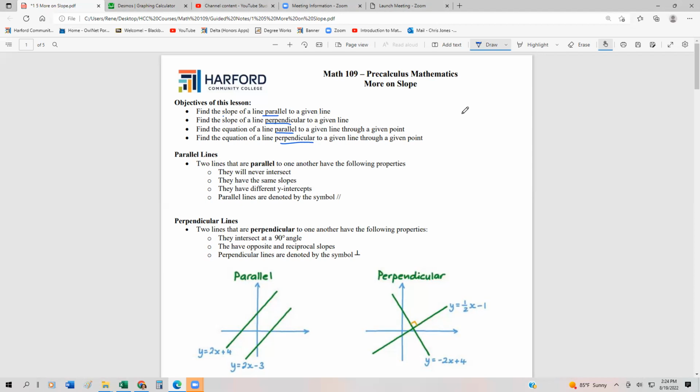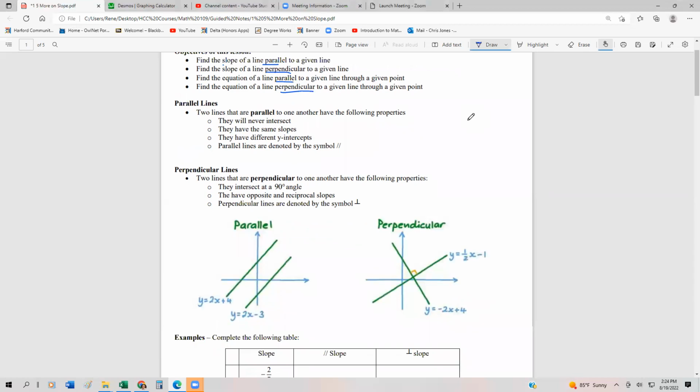Let's first define what it means for two lines to be parallel and two lines to be perpendicular. Two lines are parallel if they never intersect, which means they have the same slopes. That's probably the most important thing we can get out of this. So if we have two equations of lines that are parallel, their m's are going to be the same. We could say m1 is equal to m2.